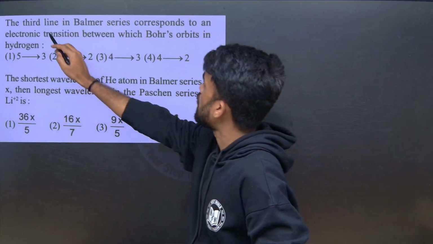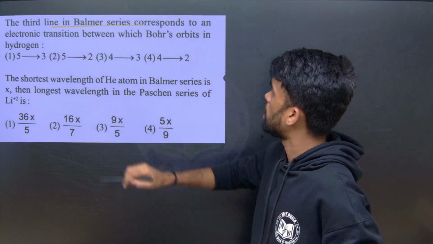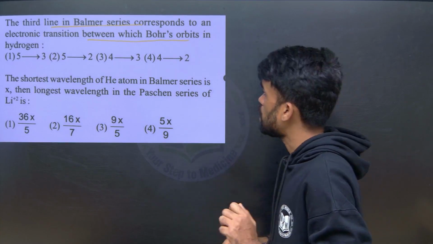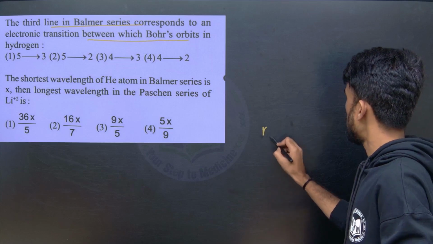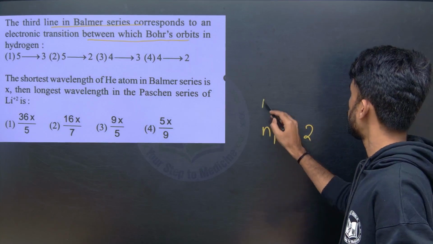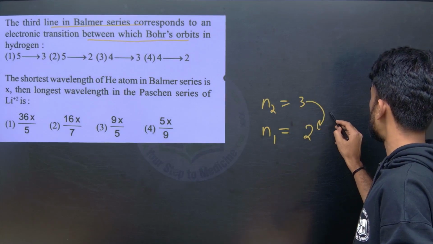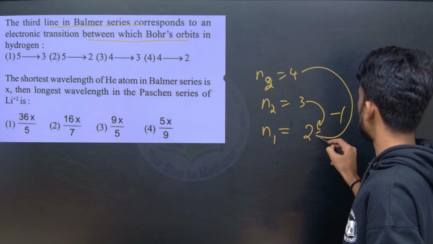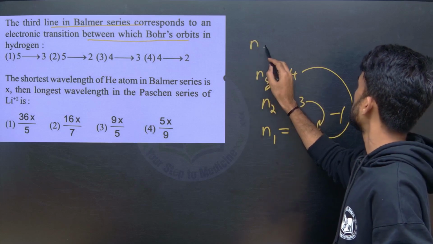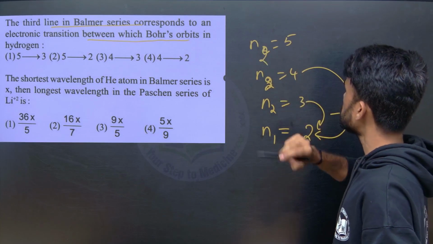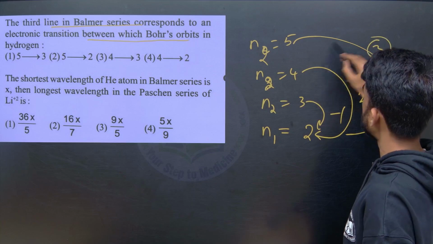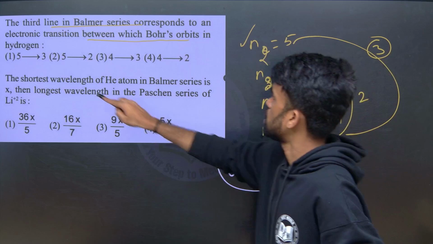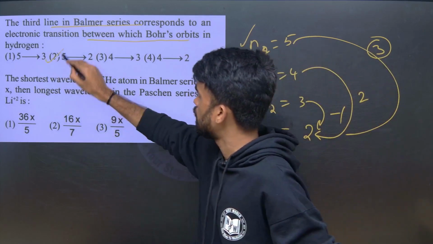Okay, so now the third line of the Balmer series corresponds to an electronic transition between which Bohr's orbits of hydrogen? So what does third line mean? In the Balmer series, n1 must be 2, right? If n2 is 3, the difference is 1, so I can say first line. If n2 is 4, the difference between these two is 2, this is the second line. If n2 is 5, the difference between them is 3, so this is our third line. So from where to where? 5 to 2, so this is the correct answer. So option 2 is correct. I hope it is clear, there is no confusion.